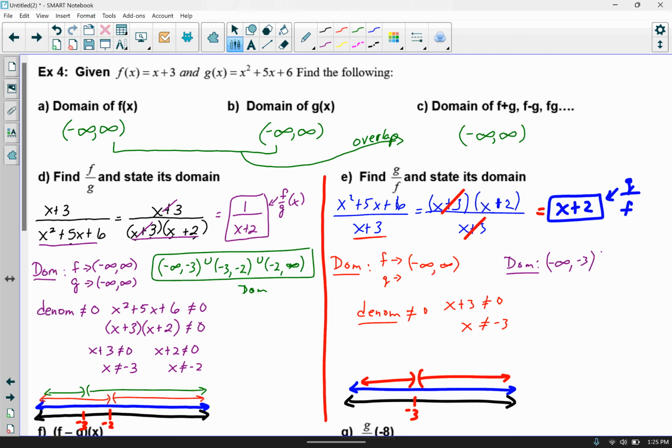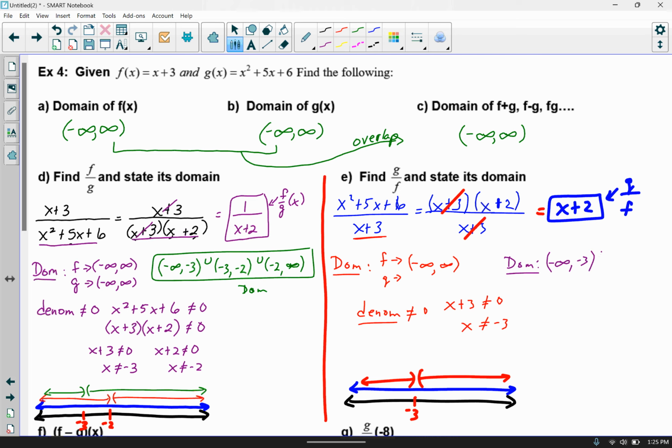All right, I'm going to come on down then to letter F. In letter F, it wants you to find f minus g of x. And again, any of these that you want to try on your own beforehand, by all means, pause the video and try them. All right, so remember, this means f of x minus g of x.